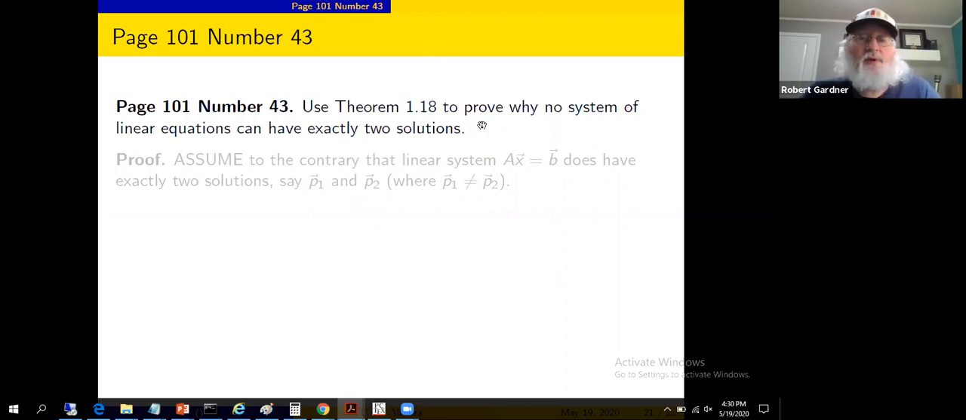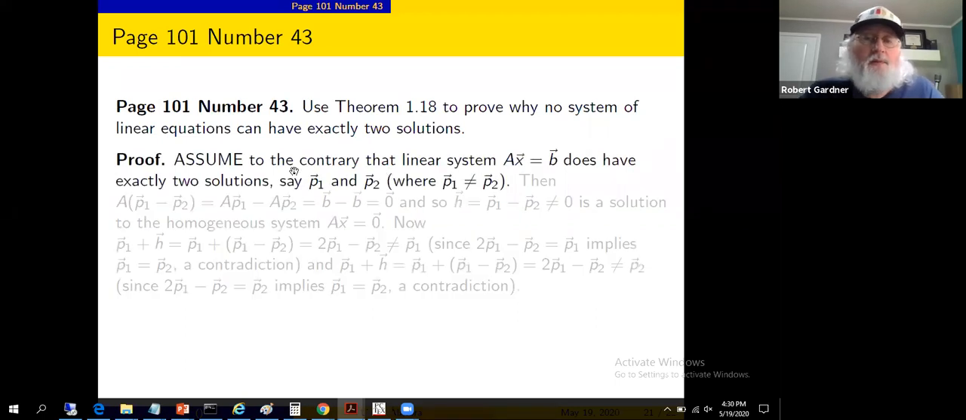Let's go through the argument. All right, let's assume it does have two solutions. So suppose we have a linear system of equations that has two solutions. We're going to violate that of having exactly two solutions by finding a third solution. Okay, Ax equals b. Suppose p1 and p2 are particular solutions and they're different. So we have exactly two solutions to Ax equals b, and they are p1 and p2.